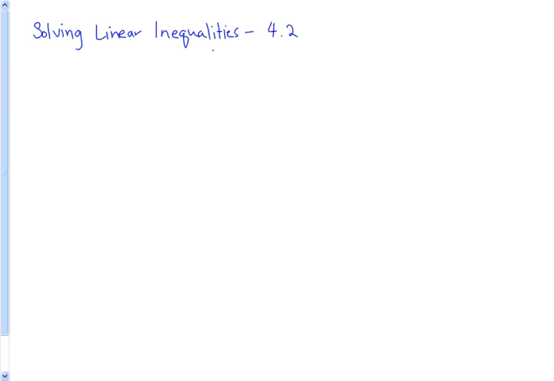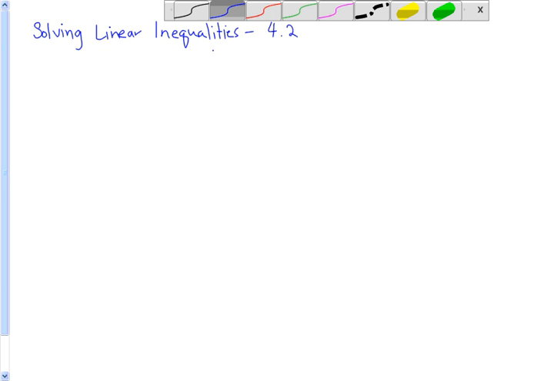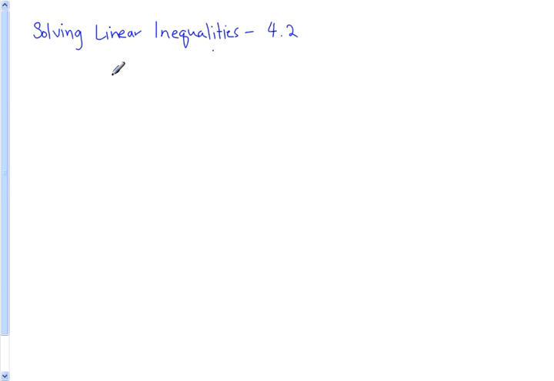inequalities. That's section 4.2. So linear inequalities tend to have something linear in them, like a linear polynomial, and then there's an inequality, which means a greater than sign, a less than sign, a greater than or equal to sign, and so on. So let's just dive right into an example.